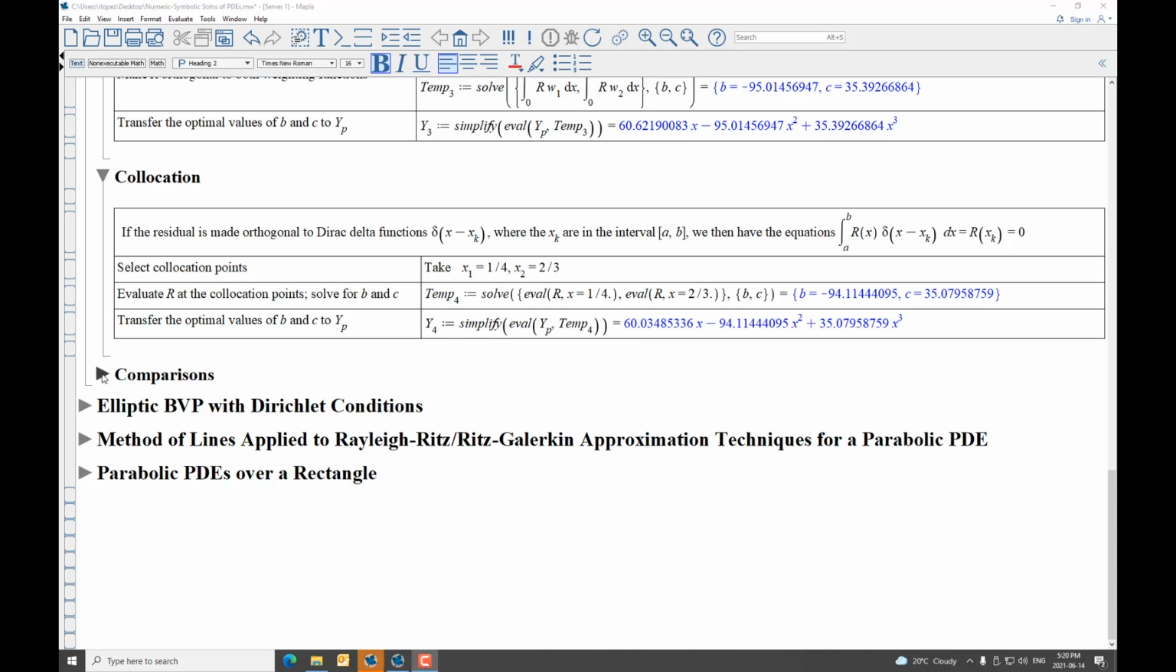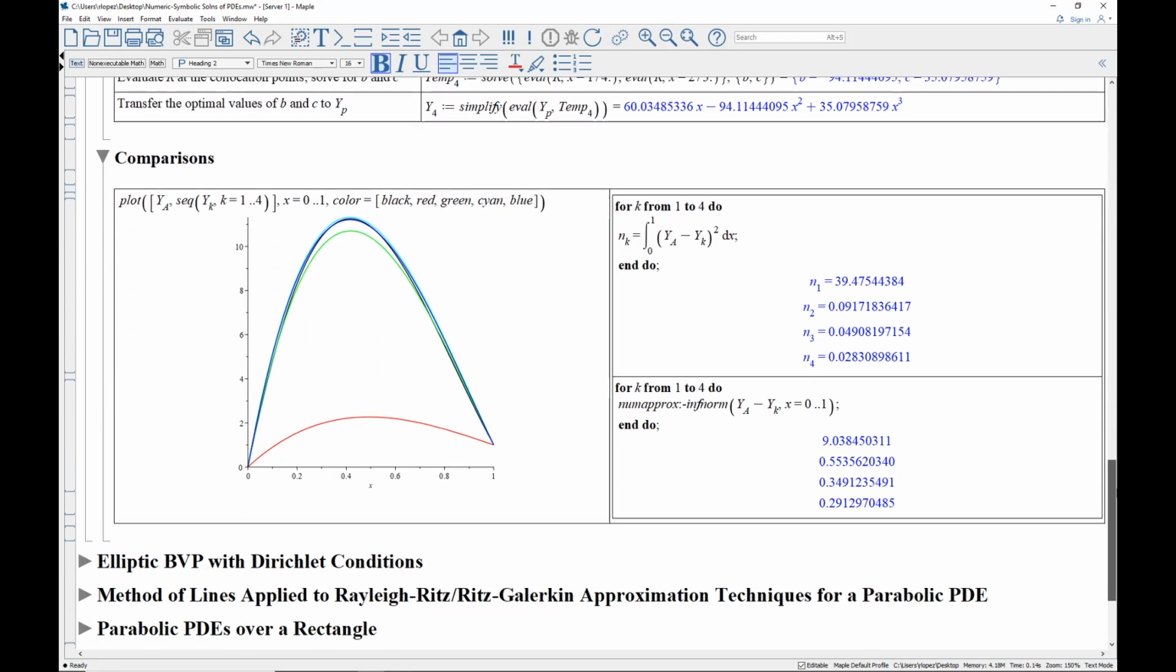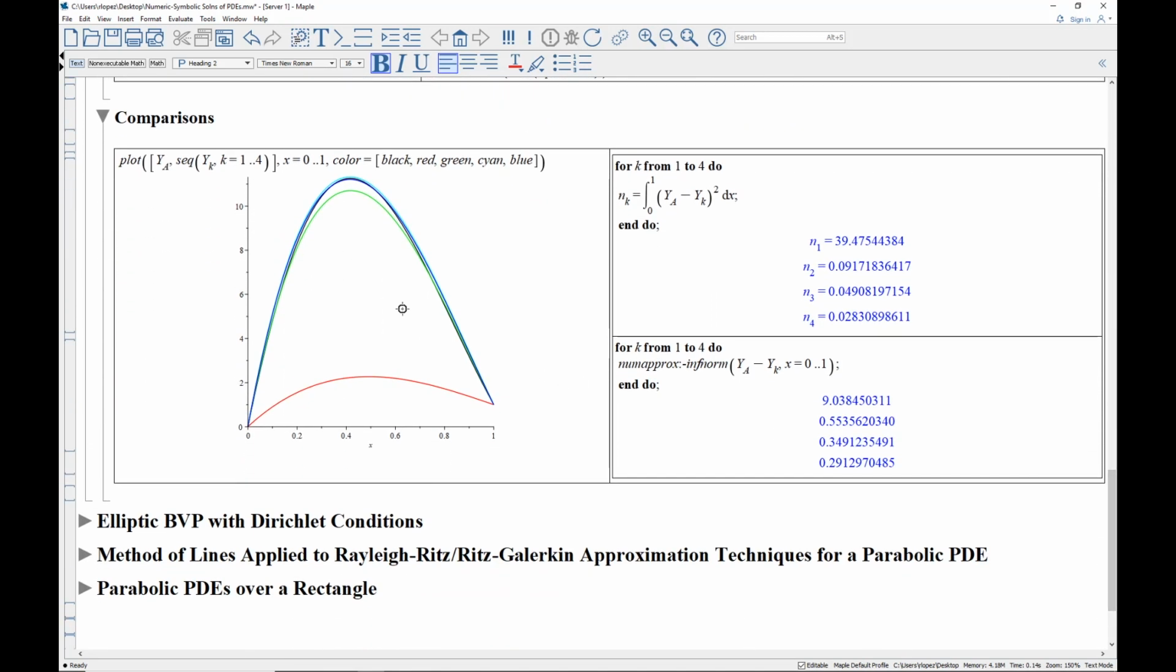Well, of course, we want to compare these 4 approximations to the exact solution. And the comparison is done in several ways. Here, the comparison is done graphically. The exact solution is in black. Okay, that's bunched up in here. The other 4 approximations, red, green, cyan, blue. Now, the red is the least square solution. That looks like the worst one.